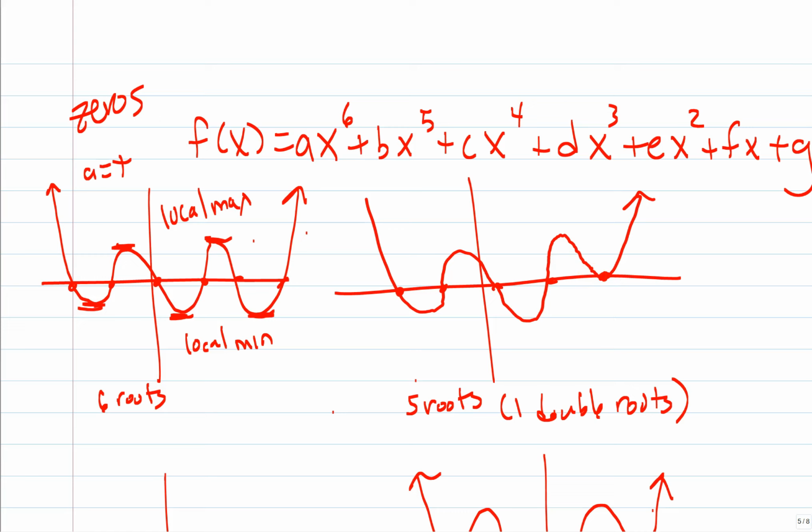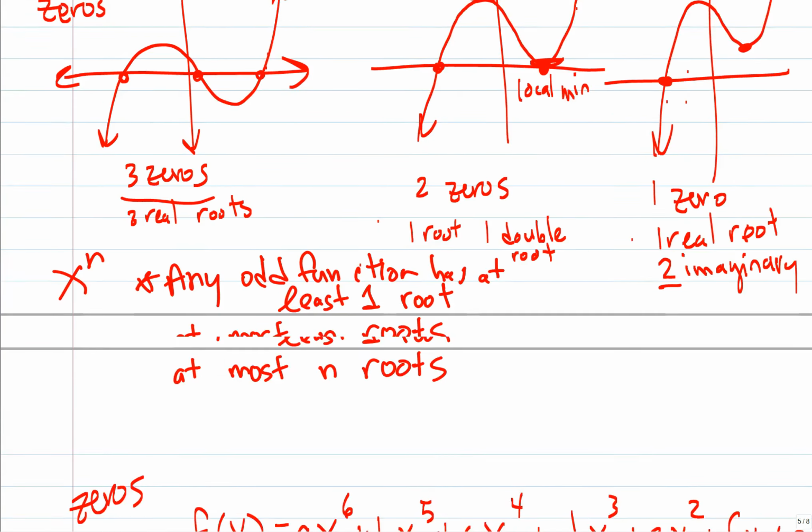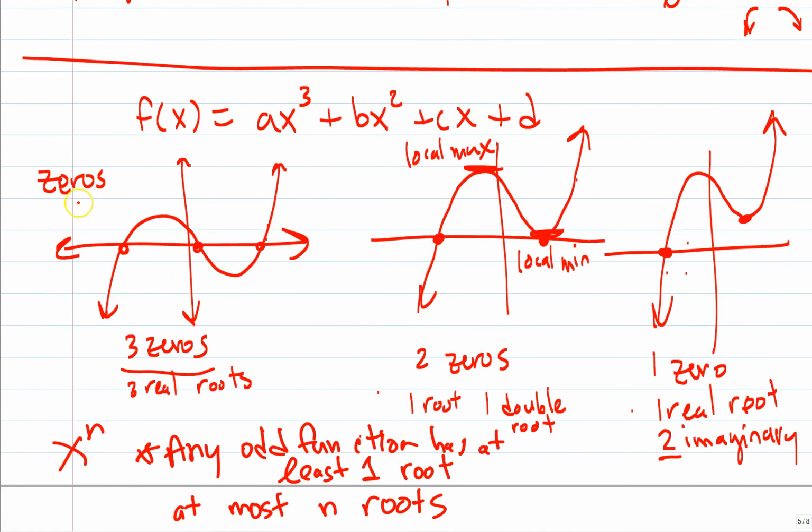I'm not going to go through all of them, but everything we're doing here should make sense. Each time we cross through, it creates a root or a 0. If it goes down and bounces off, that's called a double root. The other thing we haven't talked about, which we'll be doing in our practice, will be local mins and maxes. Here, this graph goes up forever, goes down forever. But we get these peaks and valleys locally in the middle of the graph. We call those local maxes and local mins.